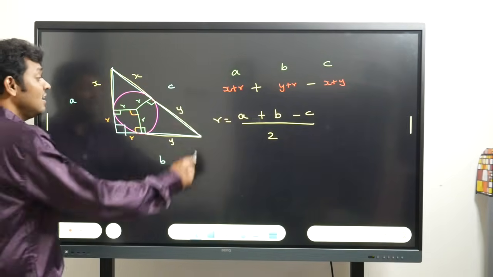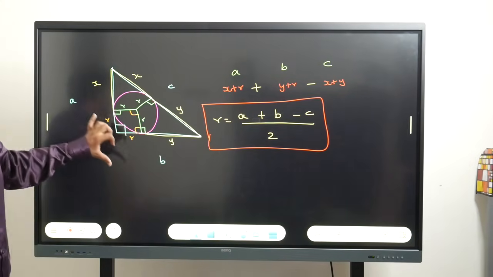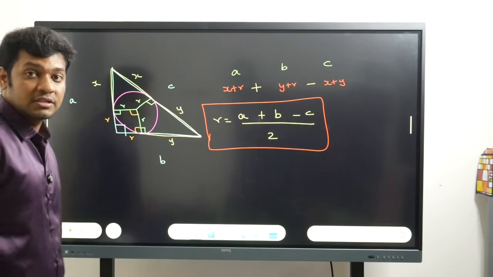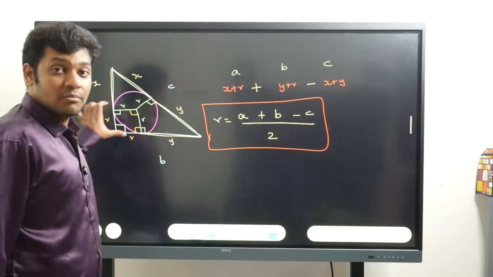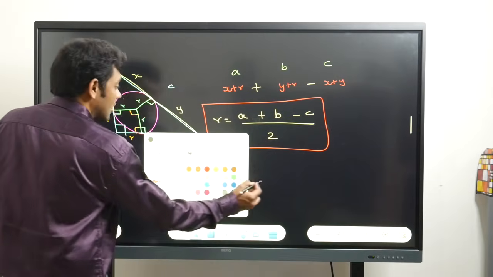So my inradius of a right angle triangle is nothing but the sum of the smaller sides minus the larger side divided by 2. You should know this. For a right angle triangle, the inradius is the sum of the smaller sides minus the larger side divided by 2. Now, what is the circumradius for a right angle triangle?